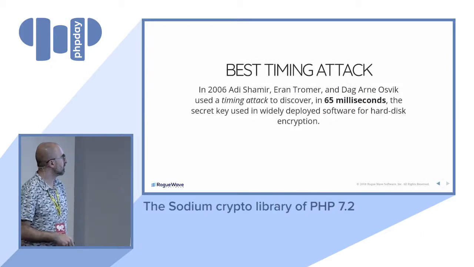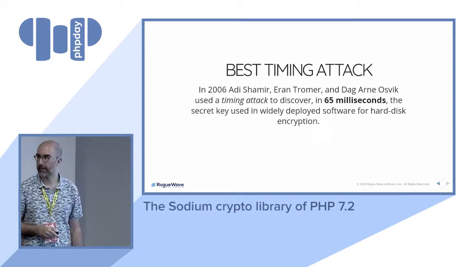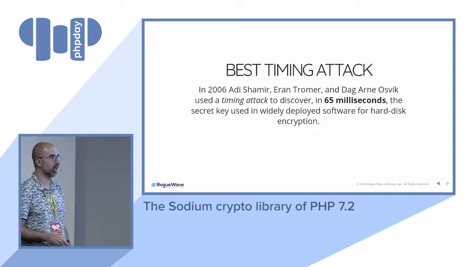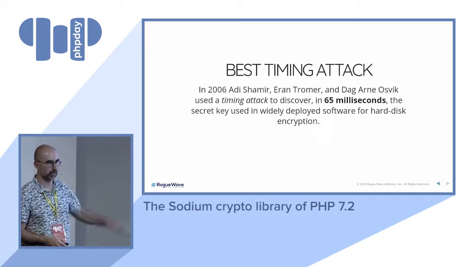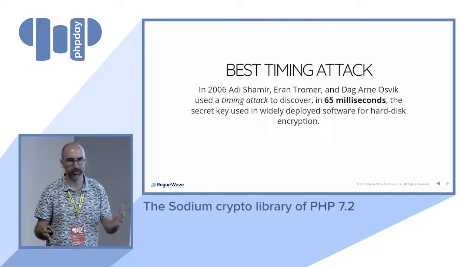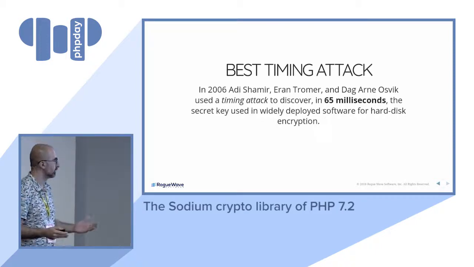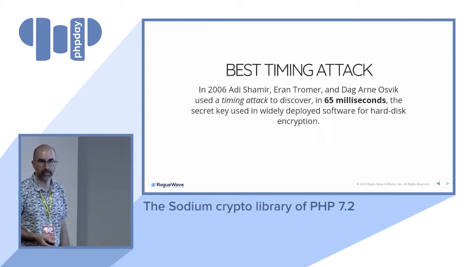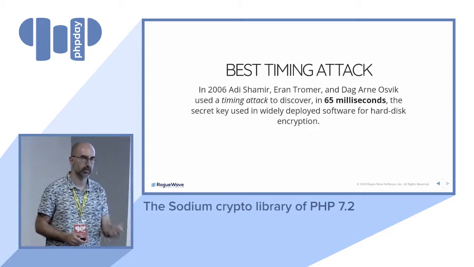Actually, there is a famous attack performed by Shamir, Tromer, and Osvik, these three researchers. They did it in 2006, so it's quite old. But they used this technique, this attack, to get the secret key used in software for hard disk encryption. Very famous. They didn't say which one, of course, for security reasons. And actually, it took 65 milliseconds. So that's a very impressive result to get the encryption key.